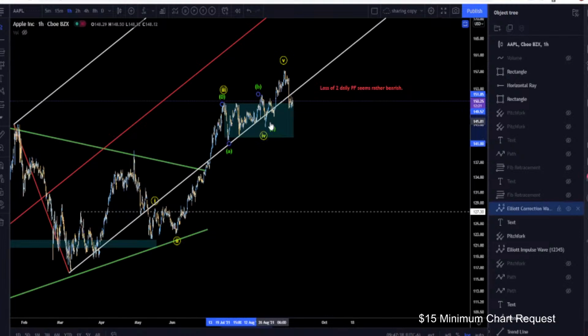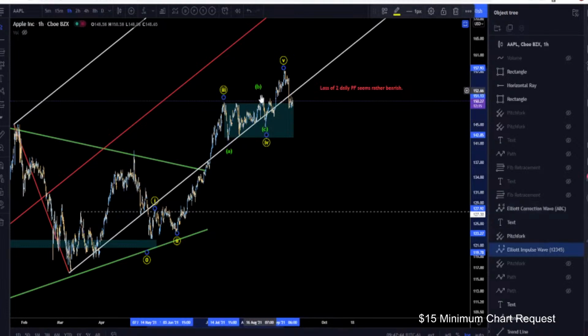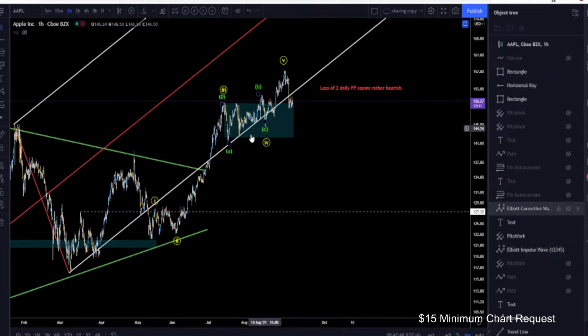Okay, so what are you thinking here? Okay, so he's thinking A, B, C into the B, down for the C. So we get a kind of unusual, but it's not really, right? So it's running flat. 1, 2, 3, 4, 5 puts us in the top.